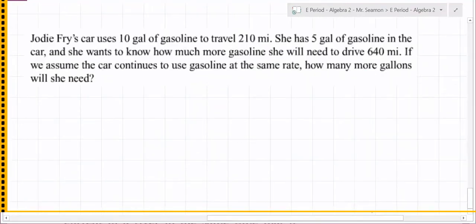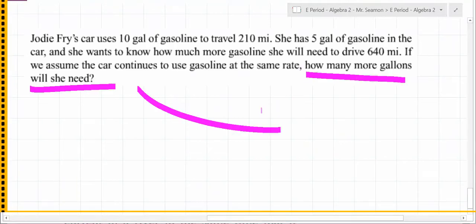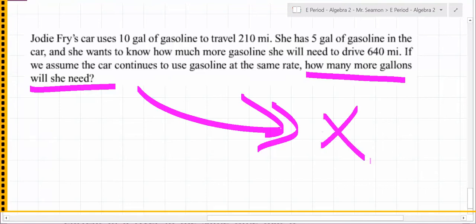Write me an equation, but make sure you label a variable first and then write an equation and stop. So what are you trying to find? What's that last sentence right there? How many more gallons will she need? So you're going to call that what? What variable do you want to call it? Let's call it x. Okay.